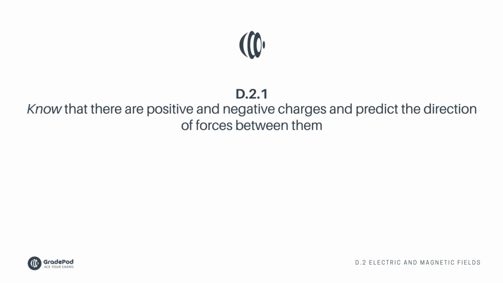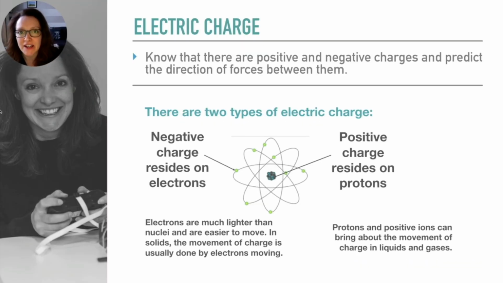Know that there are positive and negative charges and predict the direction of forces between them. Let's start with the very beginning. There are positive and negative charges. If you look at the information below, there are two types of electric charge. There are negative charges that you would find on electrons, whizzing around outside of the nucleus of an atom below. And there are positive charges that reside on protons, and the protons are found inside the nucleus of an atom.